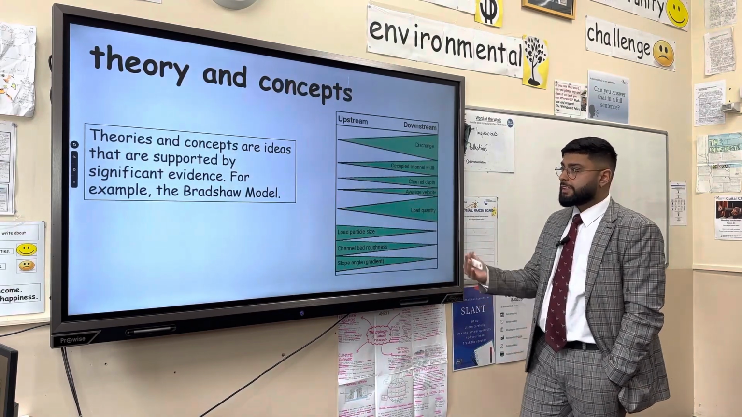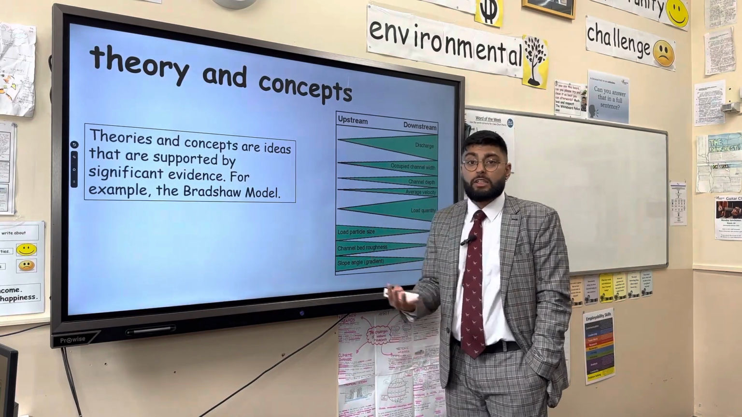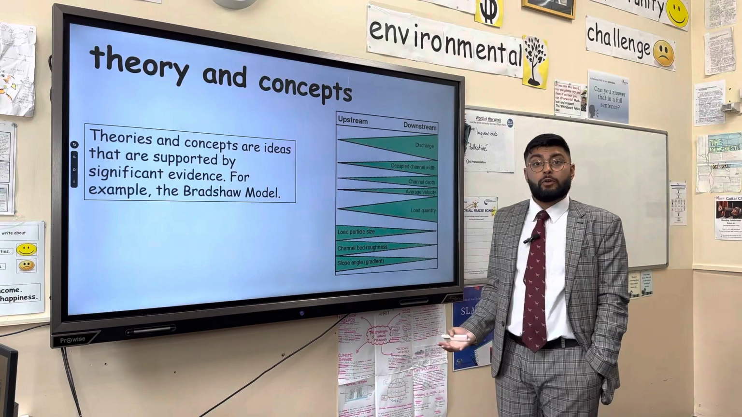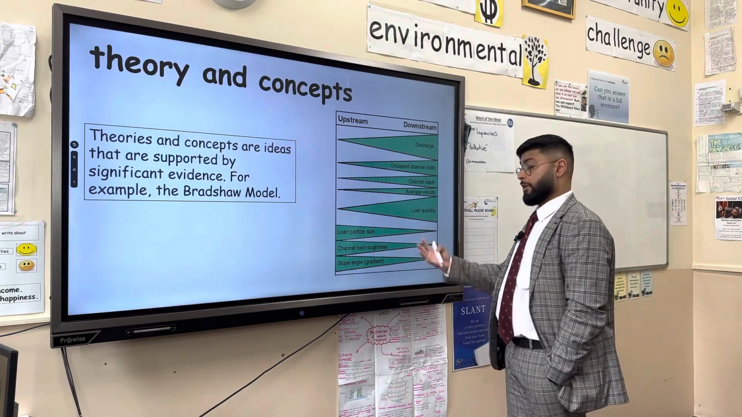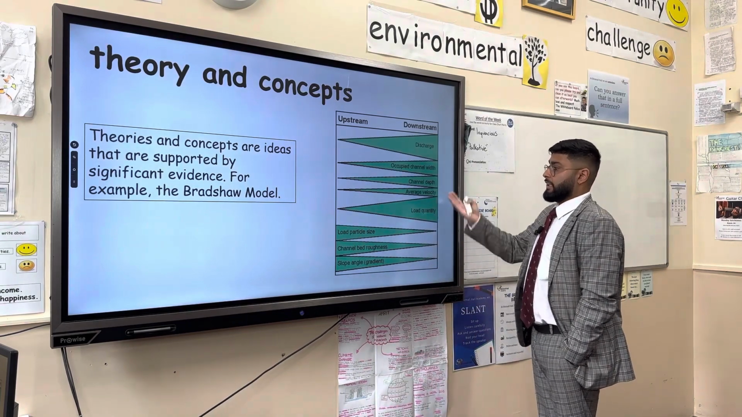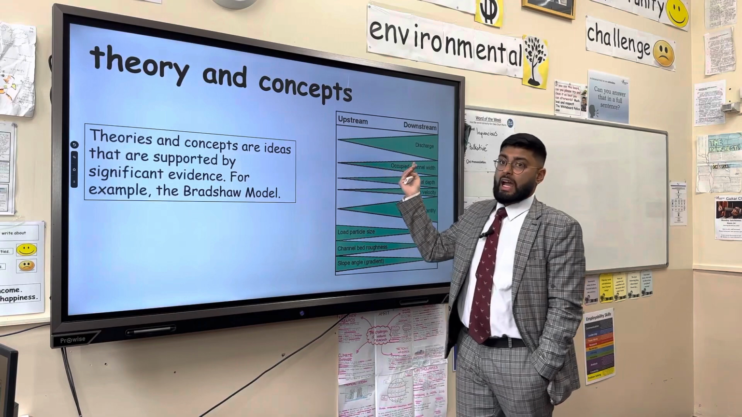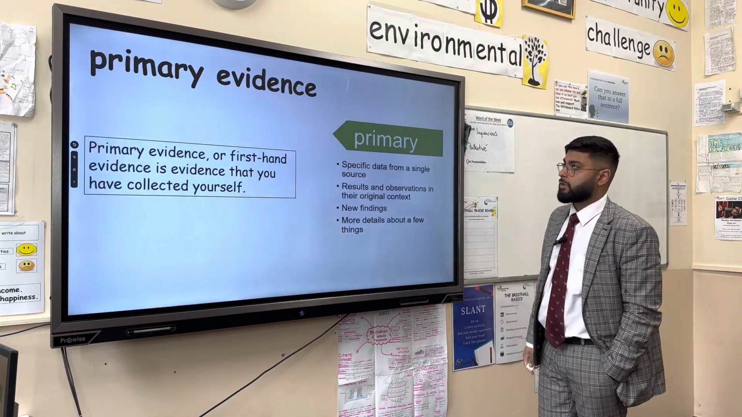Theory and concepts. So theories and concepts are ideas that are supported by significant evidence. So this is the kind of knowledge and theory that you'd find in a textbook because there is years of knowledge and evidence for it. So for example, we use the Bradshaw model, which uses evidence to say that the channel width increases as you go downstream. So it starts off really narrow and gets wider downstream.